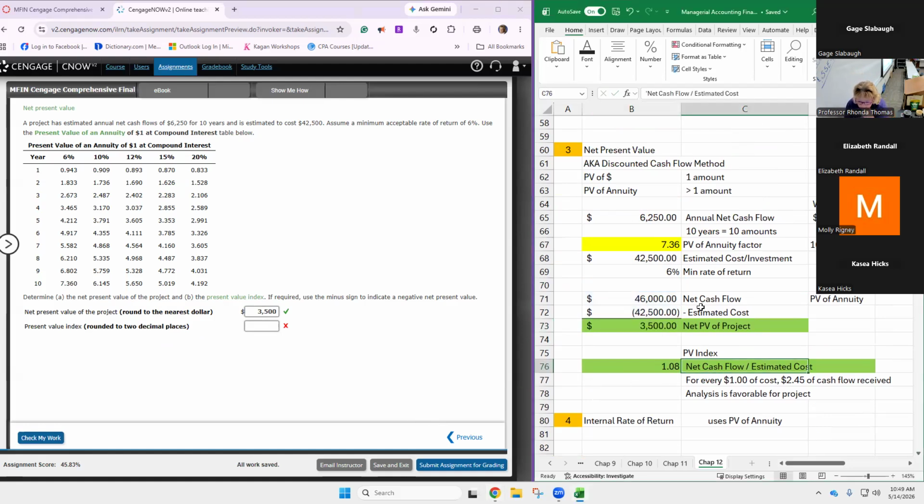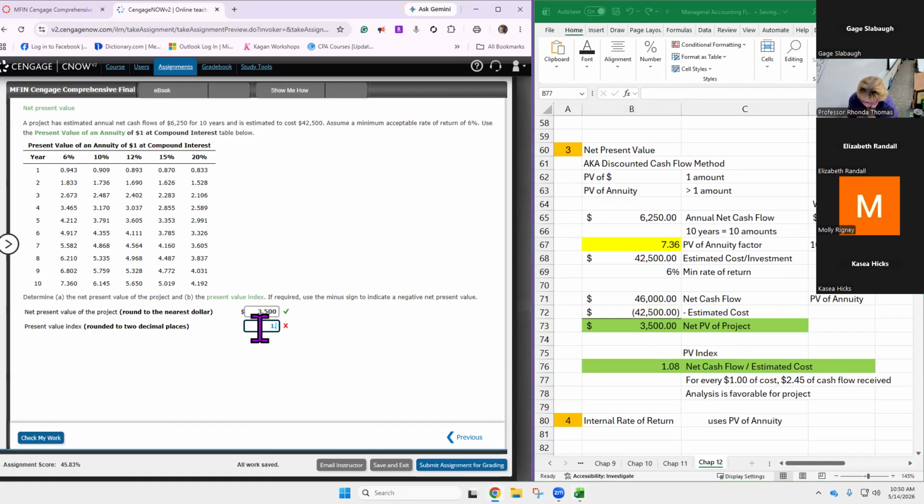You take your net cash flow, which is right here, and you divide by your estimated cost. So I'm going to take my net cash flow, which is your annuity times whatever present value factor you found when looking it up, 6% in 10. And instead of subtracting like this one is, we're calculating net cash flow divided by the estimated cost. All right, so it's 1.08.